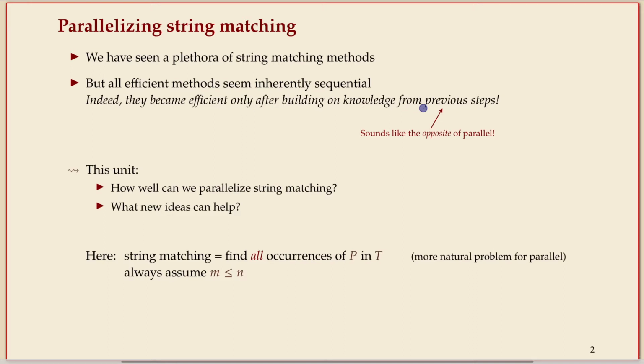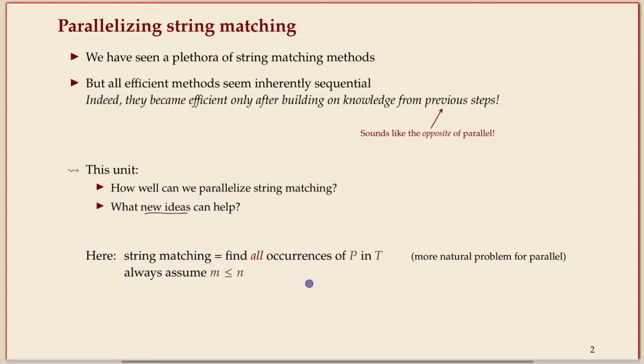All right, back to string matching. It looks like all the effort we spend on making the sequential methods faster is to the detriment of parallelizability. And so it looks like we might need new ideas for turning this into parallel.